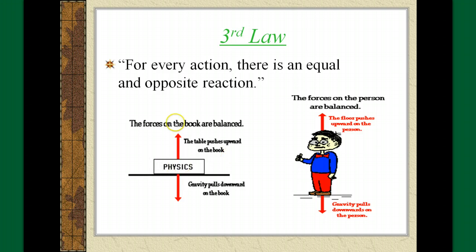The table will push back on this book. The floor pushes back on you with an exactly equal magnitude. And that has to happen in order for there to be no acceleration when you're standing on the floor. Because Newton's first law says you only get no acceleration if there's a balanced force. That means that your gravitational force has to equal the normal force that the floor is exerting on you.